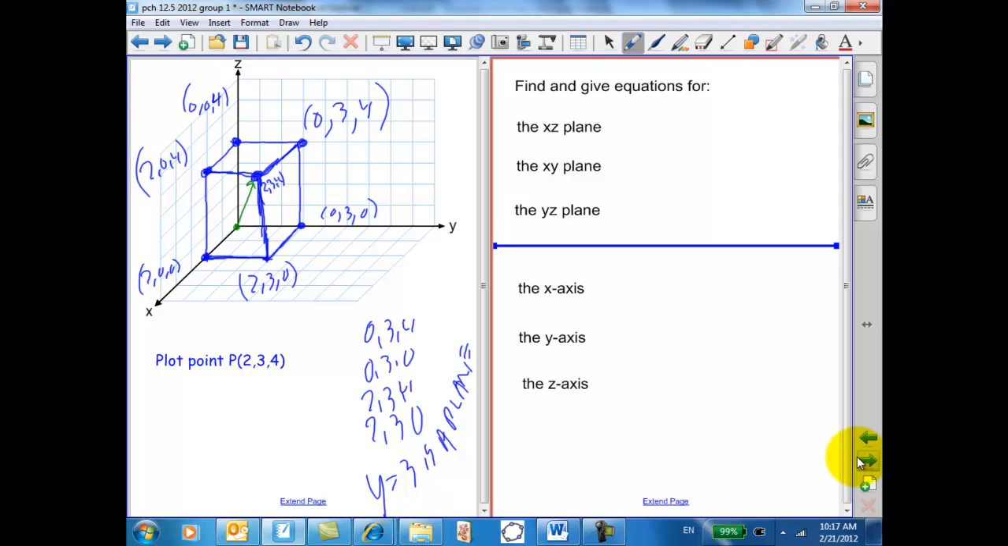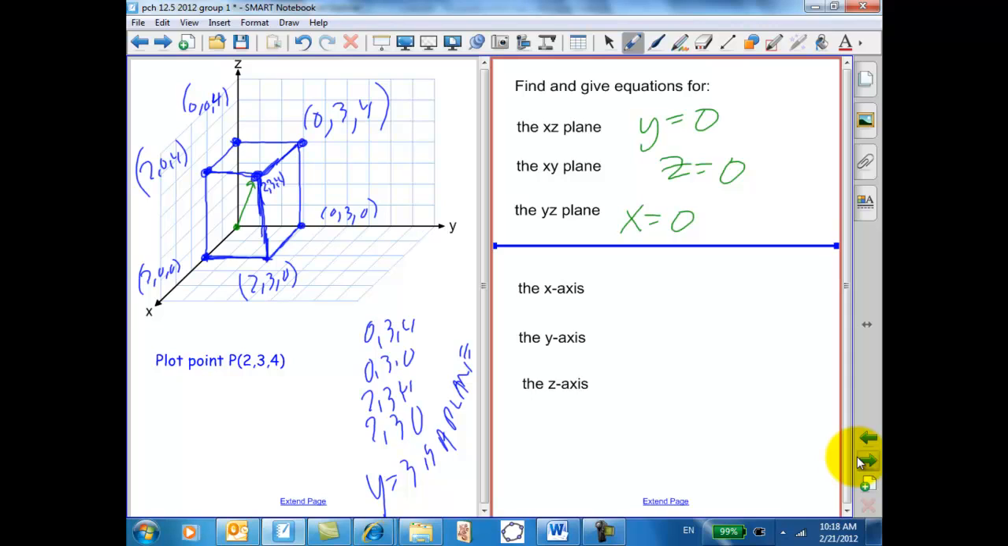This y equals 3 is actually parallel to the XZ plane. How do I get the XZ plane by itself now? What's common to all these points? 0, 0, 4, 2, 0, 4, 2, 0, 0. The y equals 0. For the XY plane, z equals 0. For the YZ plane, x equals 0. The YZ plane is x equals 0.